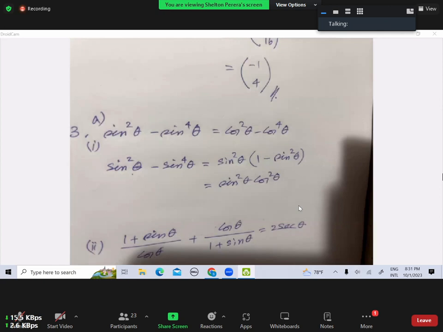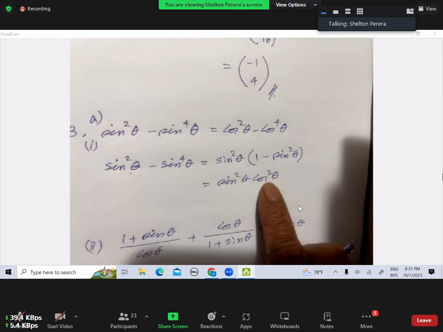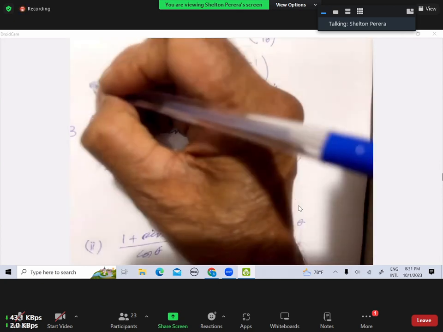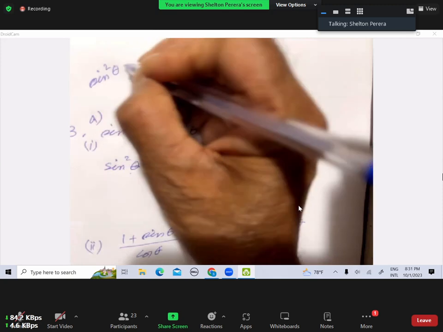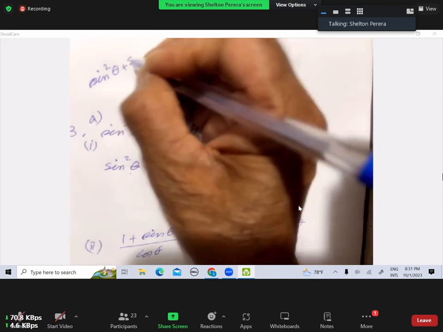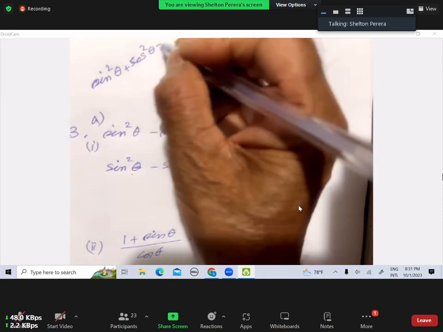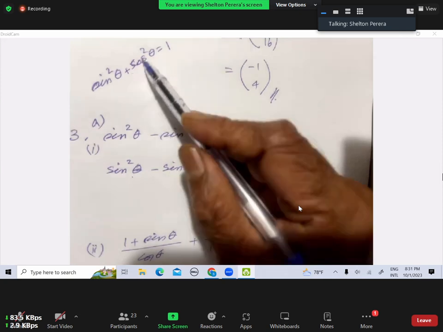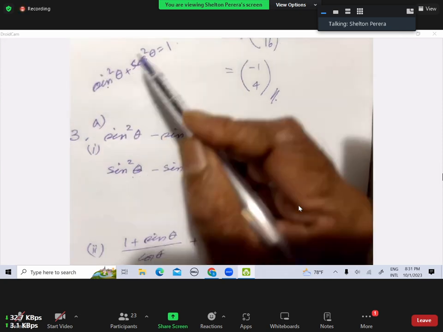Now we have to show that it is equal to this, no? This has cos, but this is sine. But sine squared theta is again, what is the magic formula? That is the trigonometric identity: sine squared theta plus cos squared theta is 1 always. So 1 minus cos squared theta is sine squared theta.